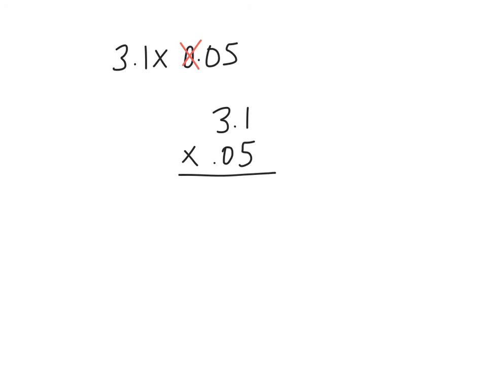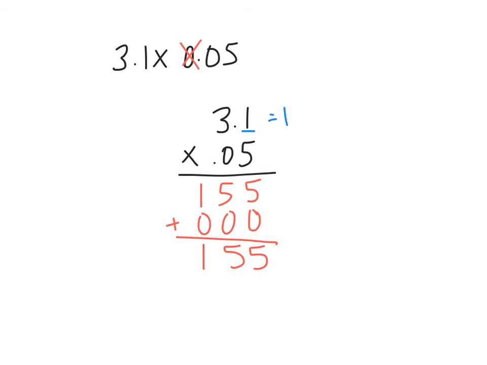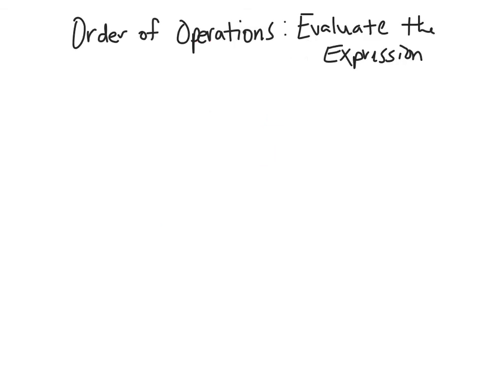So now I'm just simply going to multiply like I would with whole numbers. And I come up with 155 until I put in my decimal places. So now I have 1 on top, and I have 1, 2 on the bottom for a total of 3 decimal places I'm moving. 1, 2, 3. So I come up with an answer of 155 thousandths.